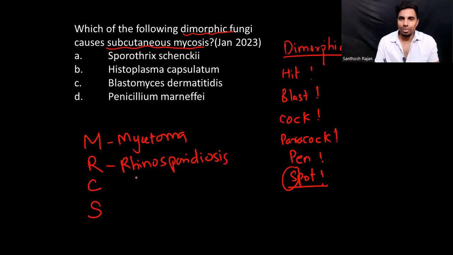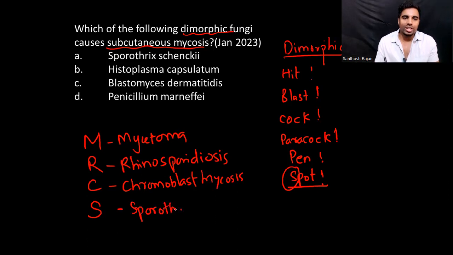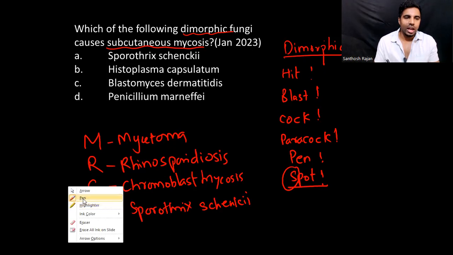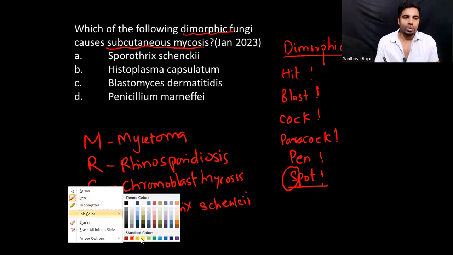Rhinosporidiosis is mostly an ENT condition. And then C is chromoblastomycosis. We are going to discuss this also, as a question has been asked in a previous MCQ. And then S is Sporothrix schenckii, spelled S-C-H-E-N-C-K-I-I. Important thing here: for mycetoma we have a question, so we are going to discuss it there. And what about rhinosporidiosis?